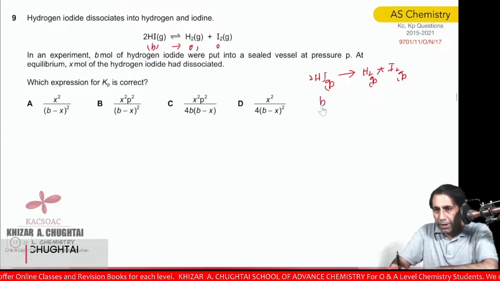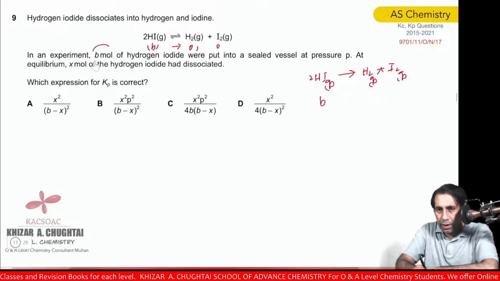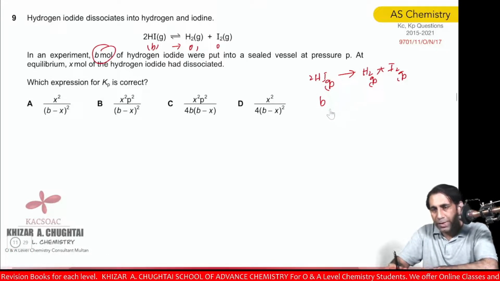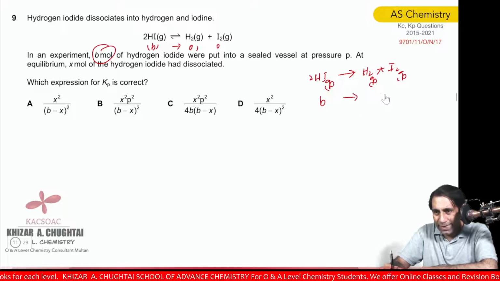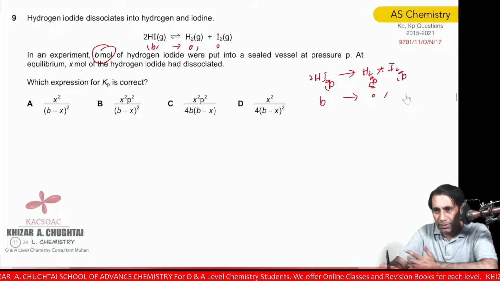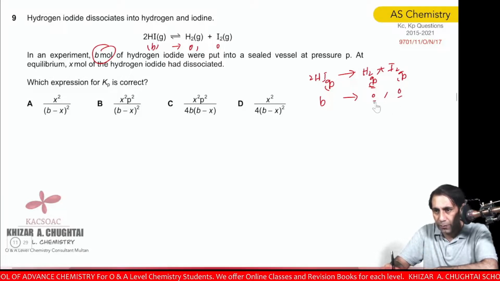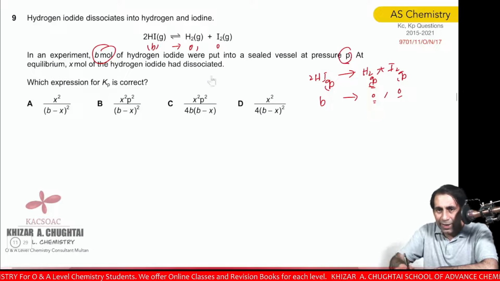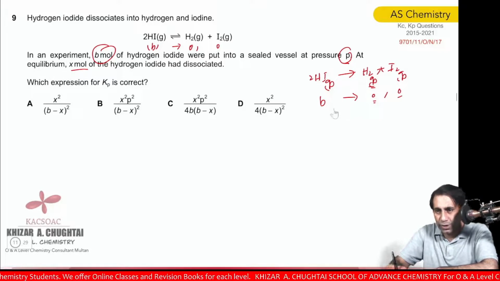So initially, B moles of HI were kept in a sealed container. Initially, H2 was equal to 0. There was no hydrogen and no iodine. At the stage of dynamic equilibrium, the total pressure is equal to P. At dynamic equilibrium, X moles of hydrogen iodide had dissociated.